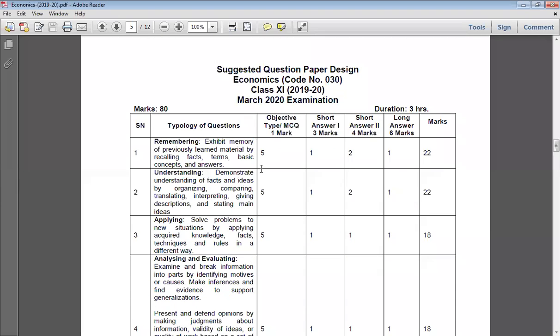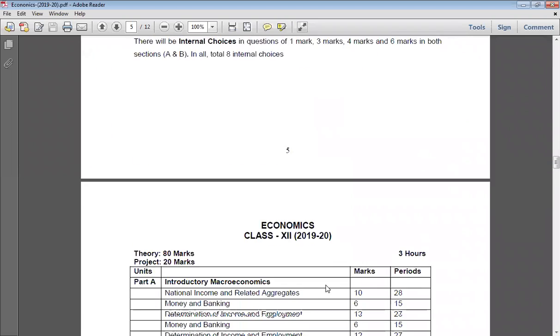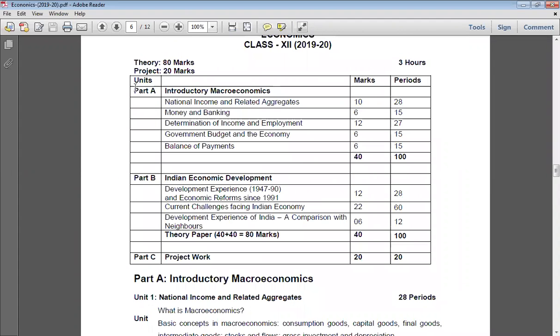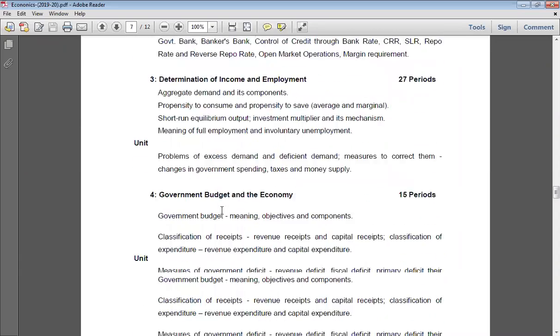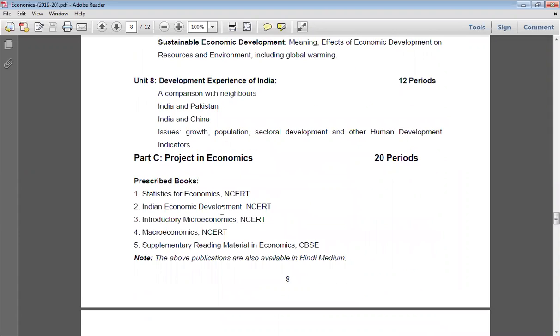So this is how your question paper looks like. 21 mark questions, including both part A and part B: 4 3-mark questions, 6 4-mark questions, and 4 6-mark questions. Total 80 marks in theory, and the remaining 20 marks in project. This is your grade 12 economics curriculum. Part A is macroeconomics, and part B is Indian economy. I shared all these things at the beginning, but why am I sharing this again?